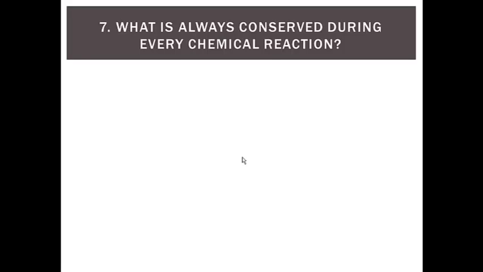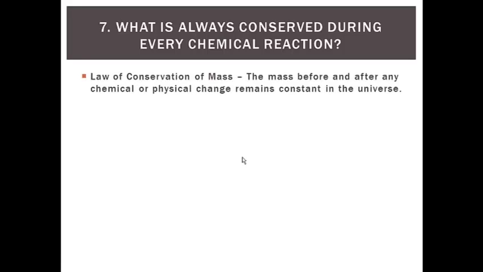What is always conserved during every chemical reaction? So, the law of conservation of mass says that the mass before and after any chemical or physical change remains constant in the universe. So, mass is the same thing as matter, which is the same thing as energy. So all of these things are conserved or kept constant.